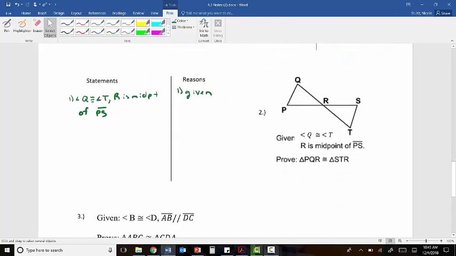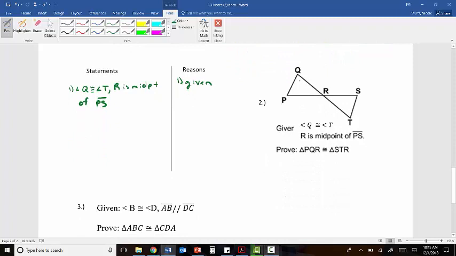So most of these proofs are only 4 to 5 steps long. They're not very long. The next one, it says Q and T are congruent in the given. So put rainbows at Q and T. It also says R is the midpoint of PS. So we want to write definition, midpoint. And I'm going to find PS and put tick marks. So I marked PR and RS.